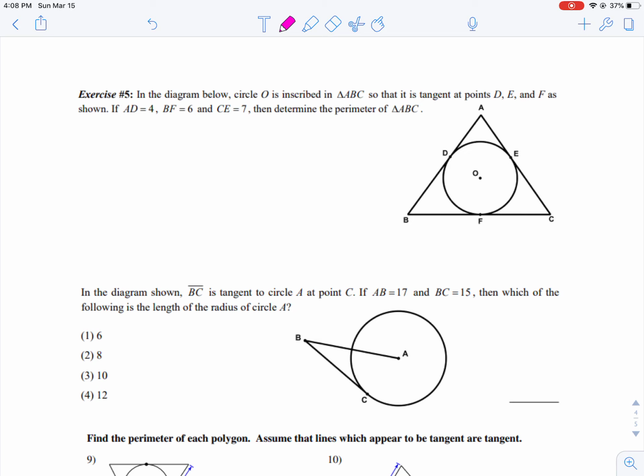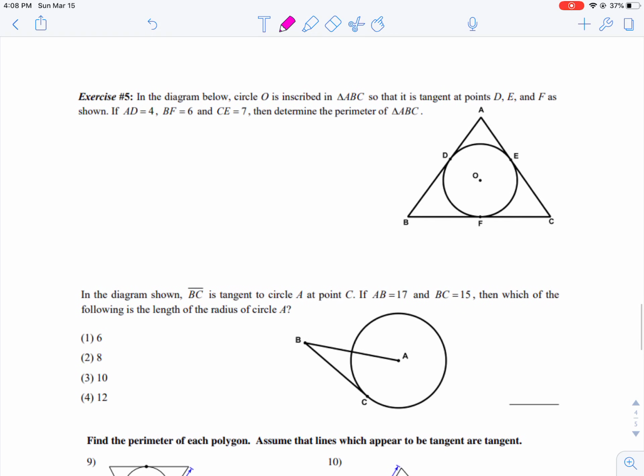So in the diagram below, circle O is inscribed in triangle ABC. So that is tangent at points D, E, and F as shown. Okay, so it's tangent, so that means this distance is going to be the same.